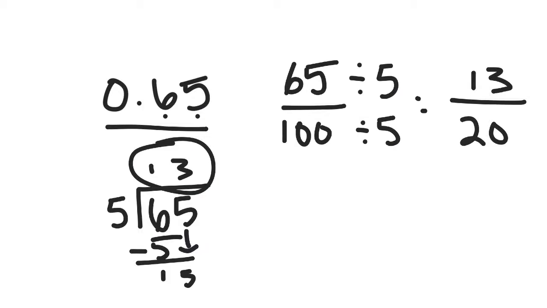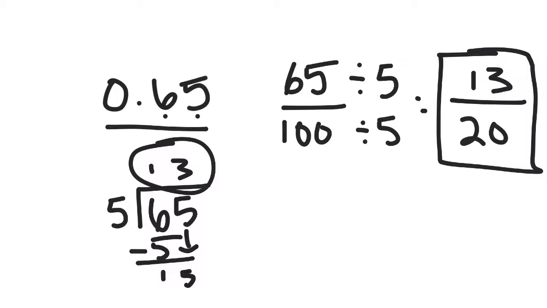Now, I need to make sure that I am done and that I can't go any further. So I look at 13. I know 13 is a prime number, meaning that the only thing that will give me 13 is 13 times 1. And so because my top number is prime, I know for sure that I'm finished. And now I've converted 65 hundredths into a fraction.